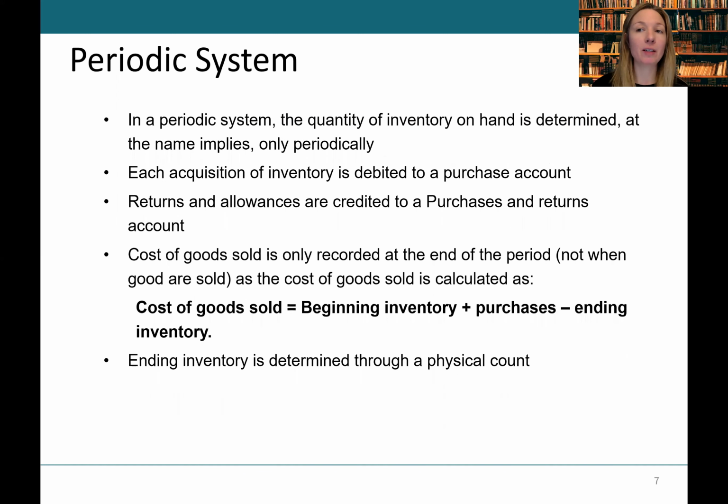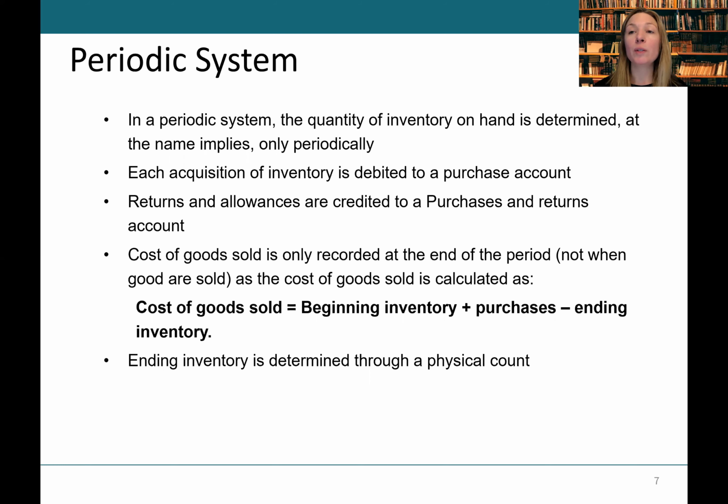That's quite different than the periodic system. In the periodic system, you're only determining the quantity of inventory that you have on hand periodically via a count. So your inventory account on your statement of financial position is not up to date. So you're using different accounts to track the different components related to inventory changes. For instance, each time you purchase materials or finished goods, you're debiting a purchases account. Returns and allowances are credited to a purchase returns account.